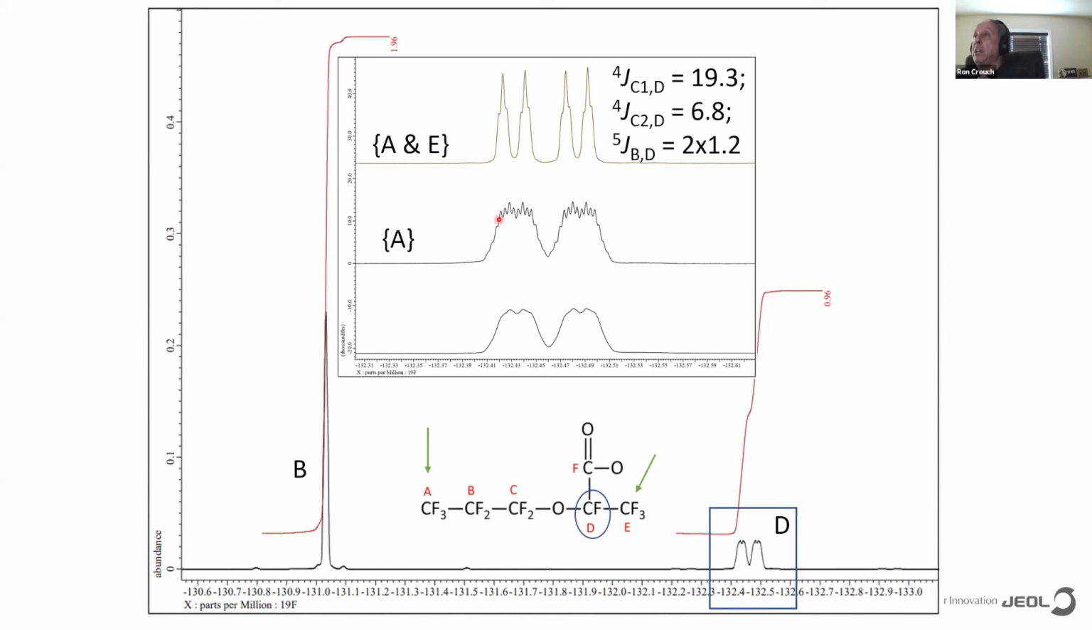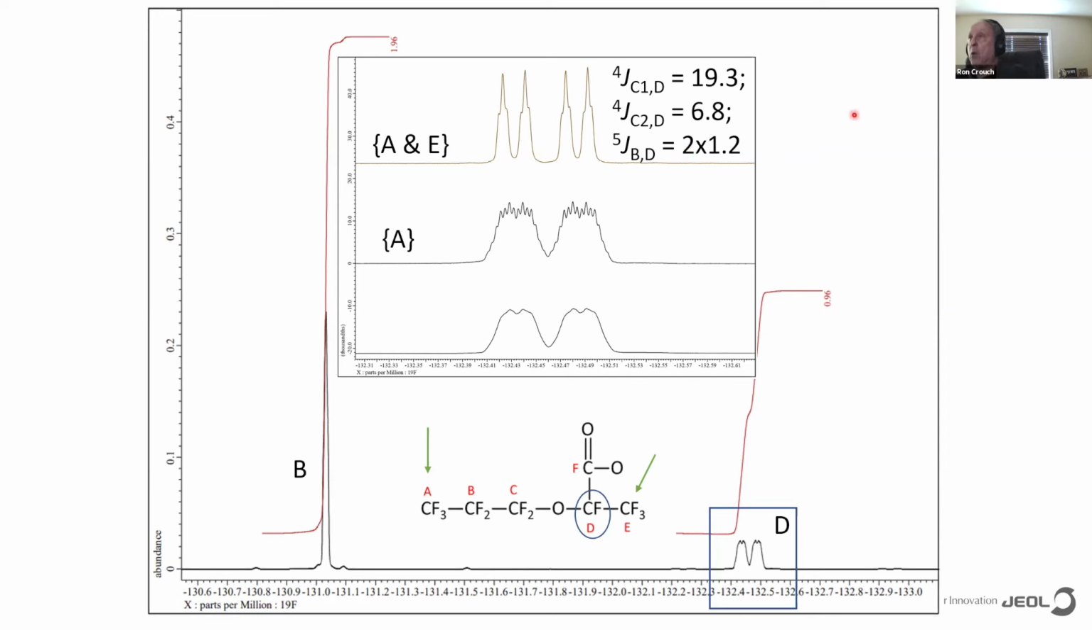But if we decouple both A and E simultaneously and acquire a spectrum, which is a fun thing to do and easy enough, we can extract all the coupling constants. And we see that, indeed, there's a 4-bond coupling going back 19.3, as we measured before, another 4-bond of 7 Hertz between the AB quartet in there, and there's 5-bond couplings to this methylene B right here from the CF.